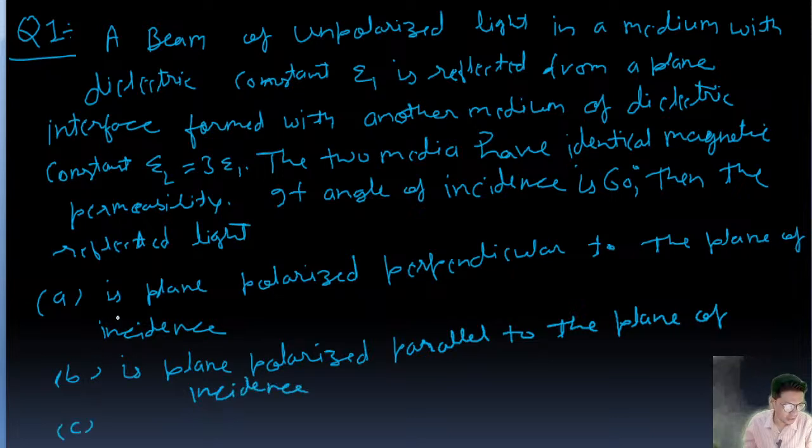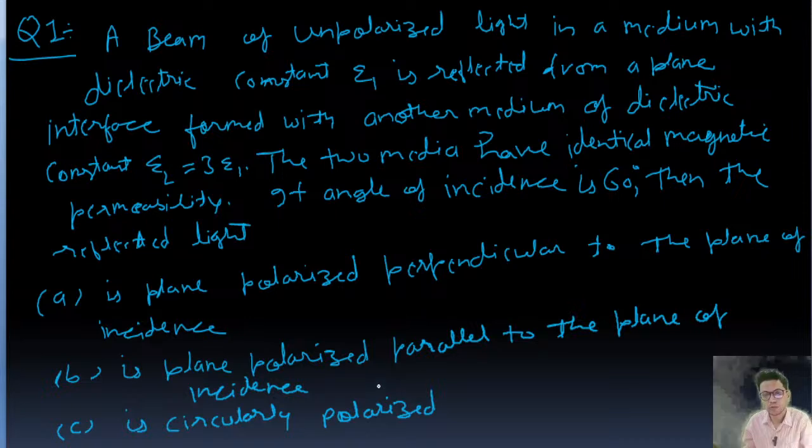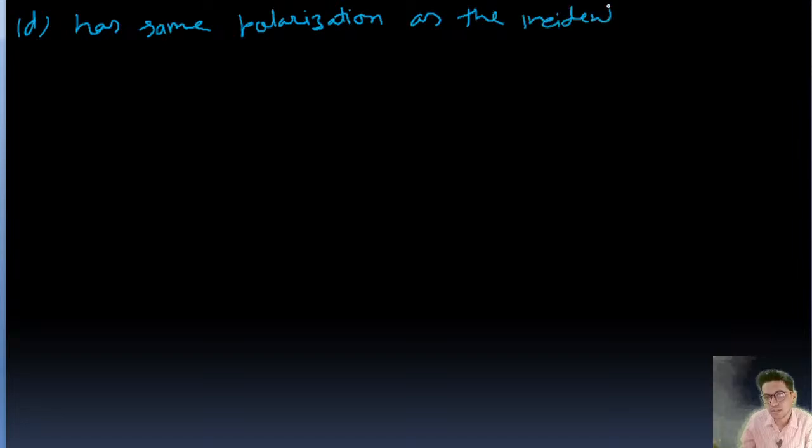Option C is circularly polarized. Okay, and option D has the same polarization as the incident light.